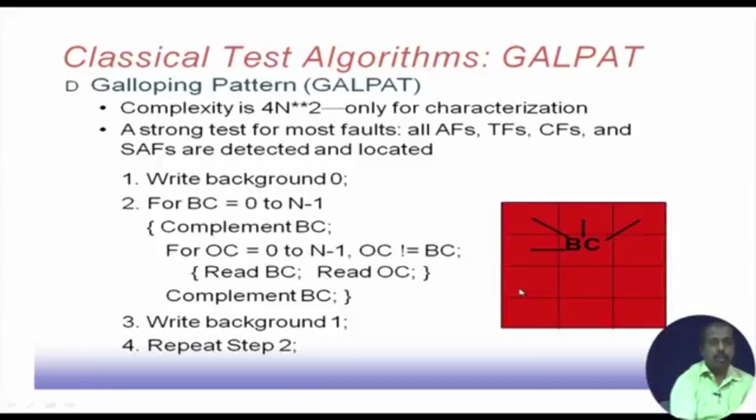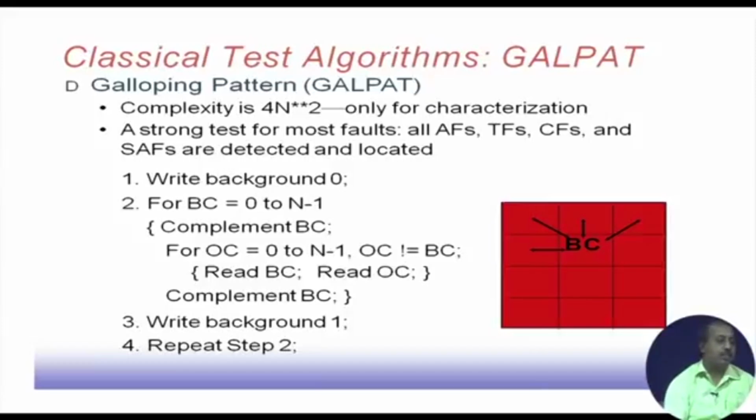So the algorithm is very costly. That is with a background of 0, and after that we make the entire background 1 and do the same thing. This way it can cover most of the faults. It is a very strong test, and it covers all address decoder faults, all transition faults, all coupling faults and stuck-at faults. For stuck-at faults, you can locate specifically where exactly the fault has occurred. It can detect a large number of different types of faults, but the complexity is very high.